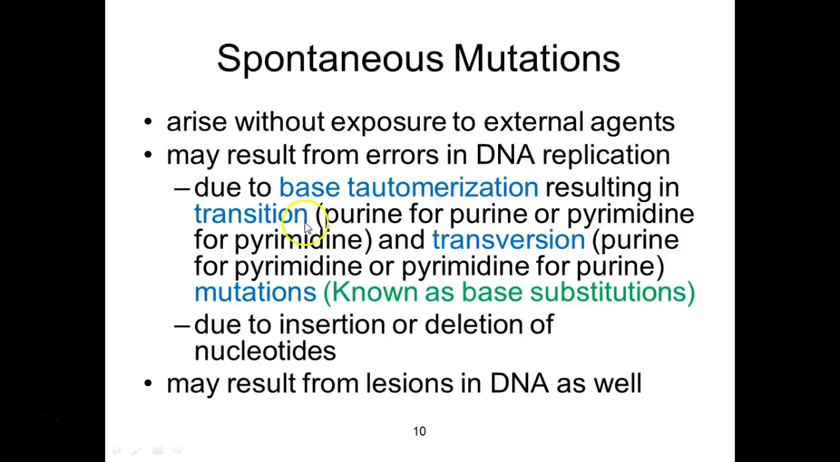So as I said, they talk about tautomerization resulting in transition, which is what we saw, which was one purine for one purine or one pyrimidine for another. But sometimes you'll get these transversions where you're actually switching a pyrimidine for a purine. And that's really bad because that's going to distort the DNA. So those usually don't make it through. But whenever we're changing just a single base, that's known as a base substitution, right? We're switching one for another.